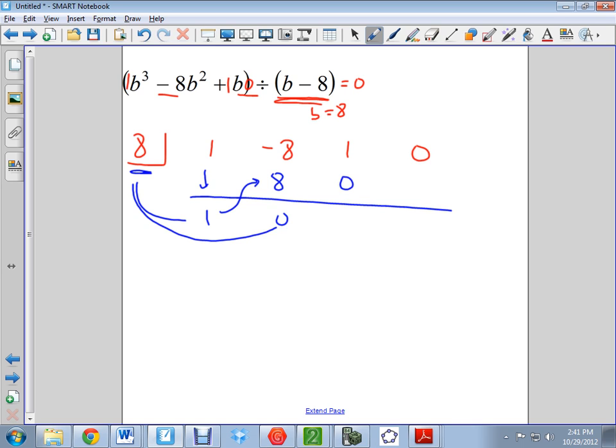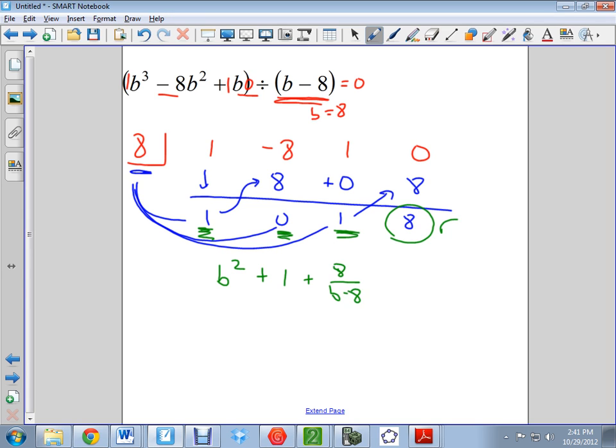8 times 0 is 0, 1 plus 0 is 1, 8 times 1 is 8, and 0 plus 8 is 8. So what this says is that we have a remainder of +8, and we have our different values here. We have this 1 right here being the constant term, the 0 being our b by itself term, and our 1 being our b squared term. So this is going to be b squared plus 0b, which I don't need, plus 1. Remainder 8 would be 8 over b minus 8.